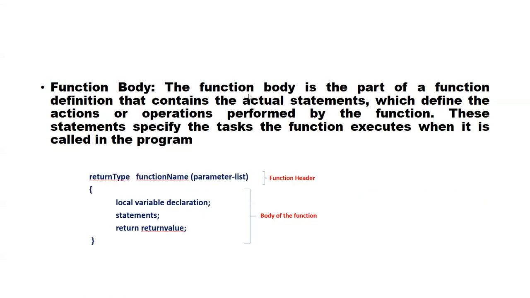Function body. The function body is a part of the function definition that contains the actual statements which define the action or operations performed by the function. These statements specify the task the function executes when it is called in the program. So this is the syntax: return type, function name, within the brackets the parameter list. This is a function, and we write the statements, and whatever statements are inside the curly braces form the body of the function.